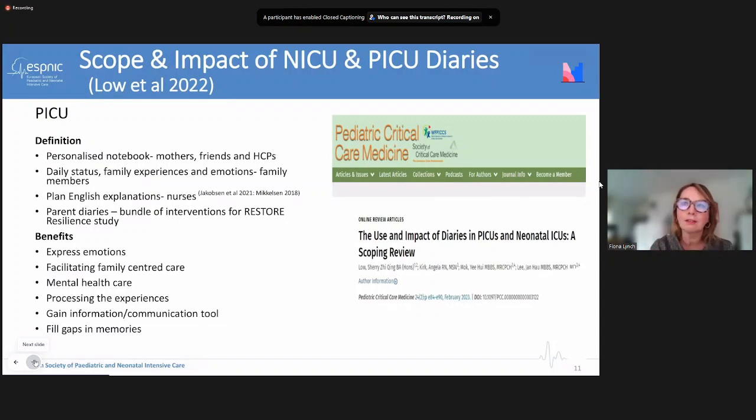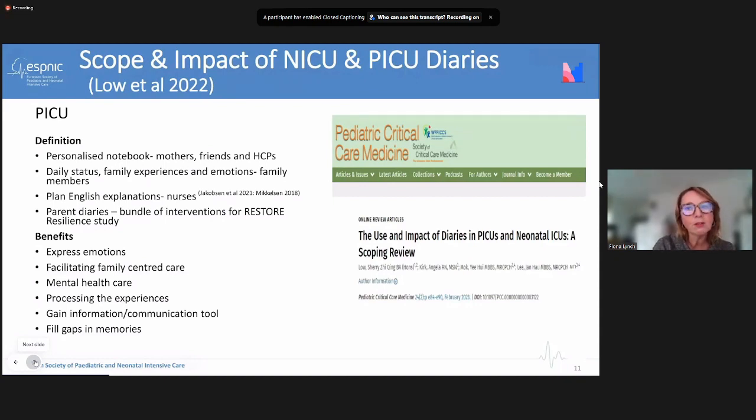What they did find is they looked at actually how do we define the diary and what are some of the benefits, and actually some of the words that you've just described in relation to the reasons why you're using them. So they were, as we previously described, often seen as personalised notebooks used on a daily basis, offered plain language explanations by the nurses of what was happening with the child. And some describe them as being seen as parent diaries rather than patient diaries, so an intervention to support the parent and the families.